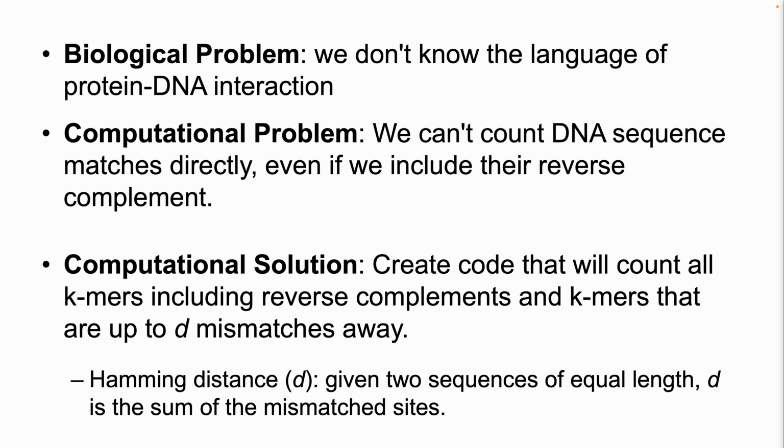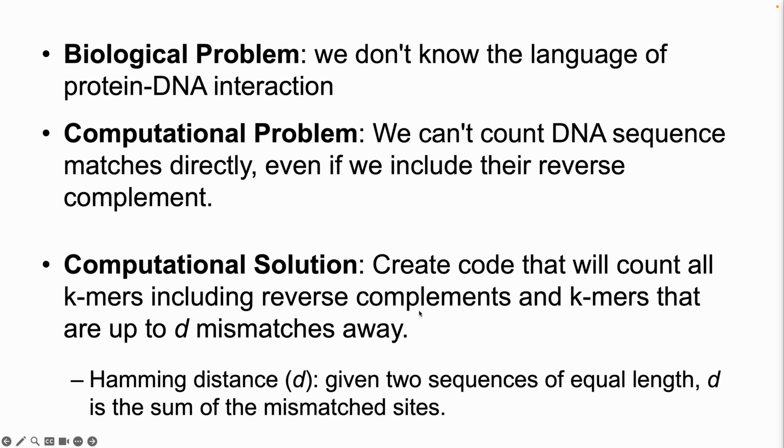The computational problem then becomes we can't count DNA sequence matches directly. Right? You can't just scan along. Even if you do the reverse complement, it's not going to tell you in this case. So again, going back to, can we do some flexible accounting in terms of how we do the mismatches, like the one that I showed where it was shifted by one? That's the next step, and that's the rest of the Rosalind problems.